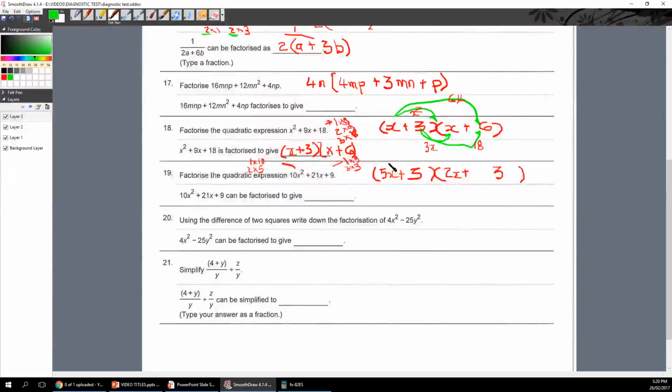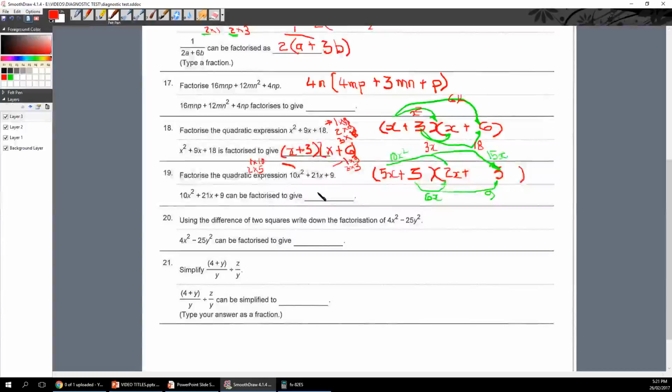So there's your 5. That there is 5 2's, so that's 10x squared. So that's where that's coming from. And then we carry on over to there. 5x times 3x is 15x. 3x times 2x is 6x. So 15x plus 6x is 21x. And then 3 times 3 is 9. So we've got an answer now, and we've checked our answer.